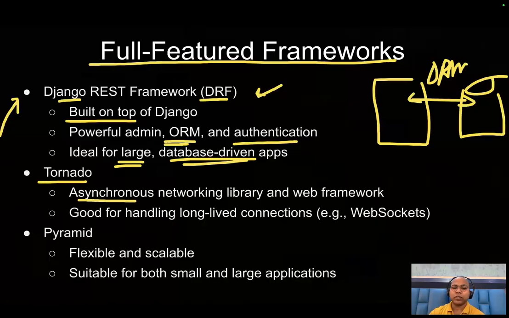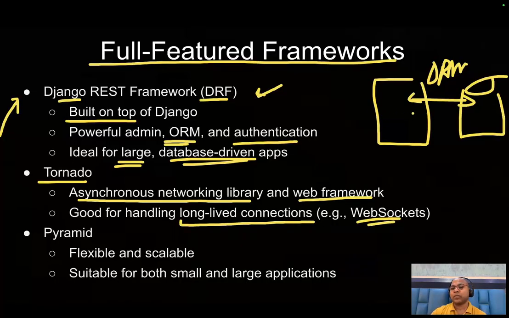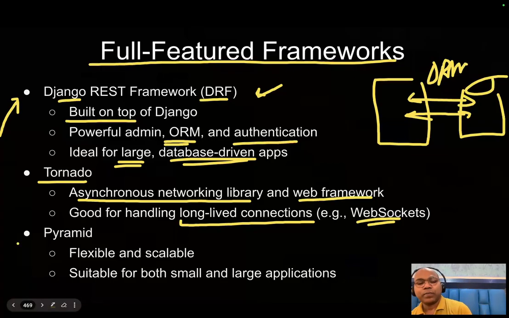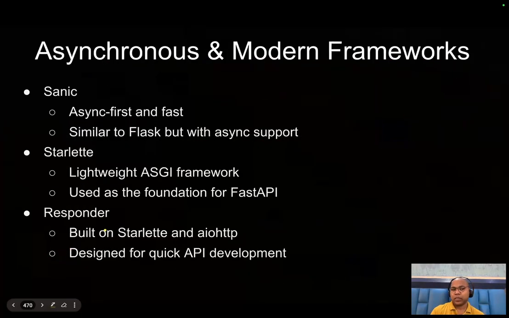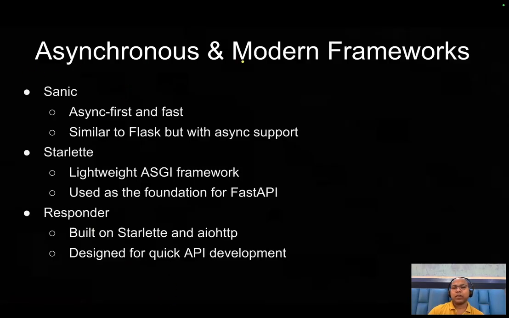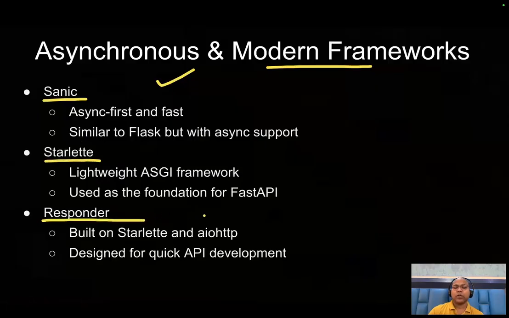Another similar framework, Tornado, is an asynchronous networking library and web framework. It is good for long-lived communication like WebSockets. Sometimes the communication between the client and server lasts a very long time, maybe one-way or two-way communication. For those kinds of applications you can go with this kind of framework. Pyramid is also a very flexible and scalable framework that fits both small and large enterprise-level applications. And there are some modern frameworks related to asynchronous communication: Sanic, Starlette, and Responder. These are frameworks that support asynchronous communication.